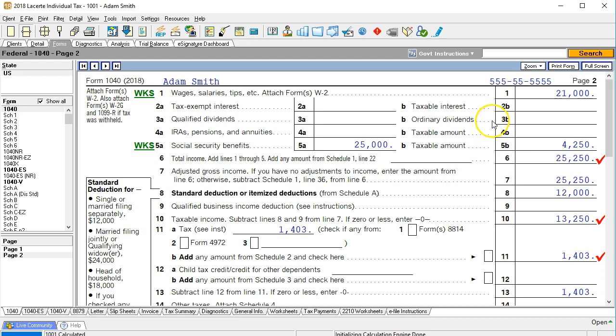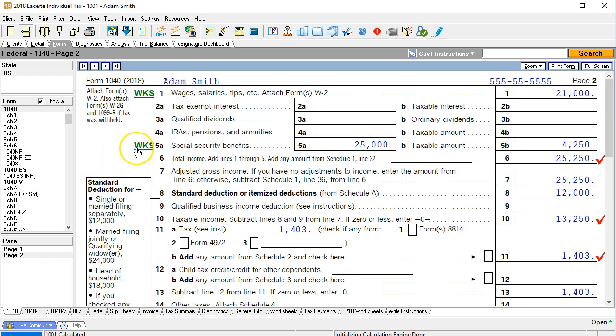Now we're going to add some income elsewhere, so we're going to just say that there's W-2 income of the 21,000, and now we still have the same Social Security of the 25,000, and we can see that part of that Social Security is now taxable. We've got 5B, part of it now being taxable, the taxable amount.